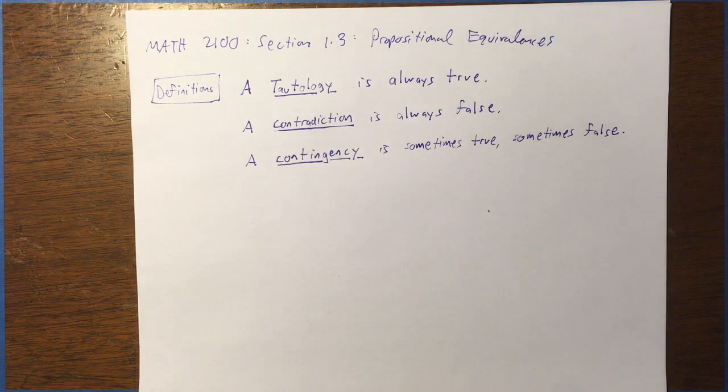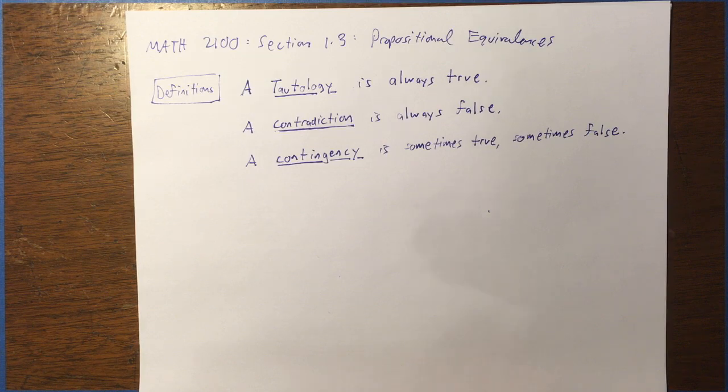All right, we're moving ahead to section 1.3. We're going to come back to 1.2 in a little bit. 1.3 is all about propositional equivalences. I've already looked at a few examples of propositional equivalences, but this section is going to go into a little more detail, and we're going to begin with some definitions of vocabulary.